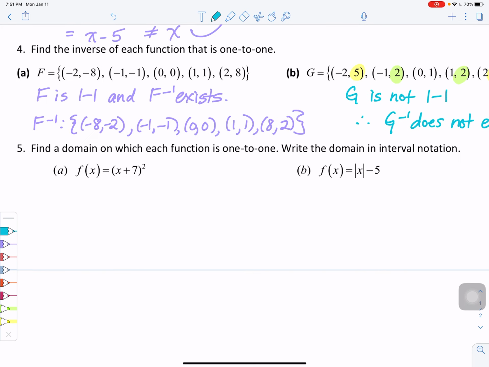Okay, let's talk about number 5. Let's go to 5a. Find a domain on which each function is one-to-one. So we're just going to take a piece of these graphs. Let's look at this first one. Now, this is the squaring function, actually, let me redraw that. Shifted to the left 7. So 1, 2, 3, 4, 5, 6, 7. And that's it, just shifted to the left 7. So it looks something like this.